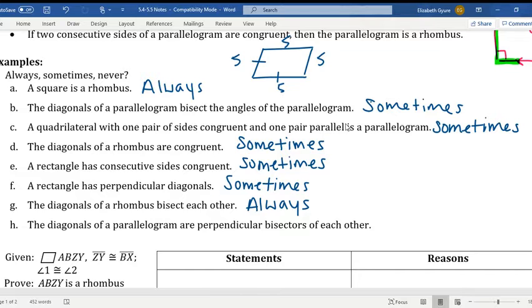Well, not a rectangle, but a rhombus. A rhombus has that property. Or a square, you could think about it either way. First of all, if it's a parallelogram, isn't the bisector part always going to be true? Yes. The perpendicular part is only going to be true when it is a rhombus or a square. So that's why this one is sometimes.